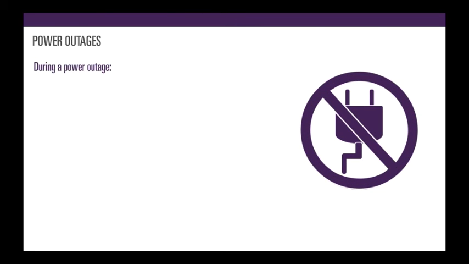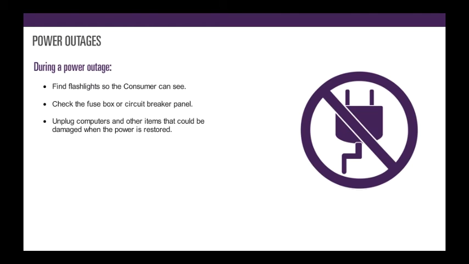During a power outage, let the consumer know what is happening and that they are safe. Find flashlights so the consumer can see. Is the consumer's home the only one without power? If so, check the fuse box or circuit breaker panel. When using candles, be careful of starting fires. Unplug computers and other items that could be damaged when the power is restored, but leave one light switch on so you know when the power returns.